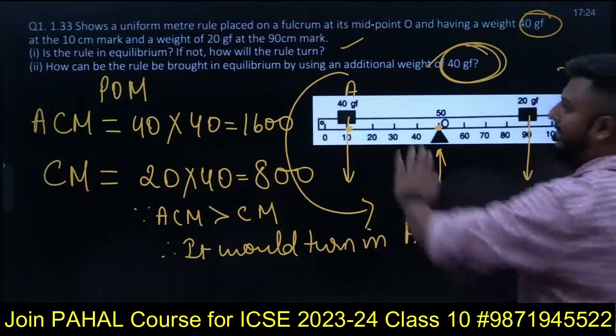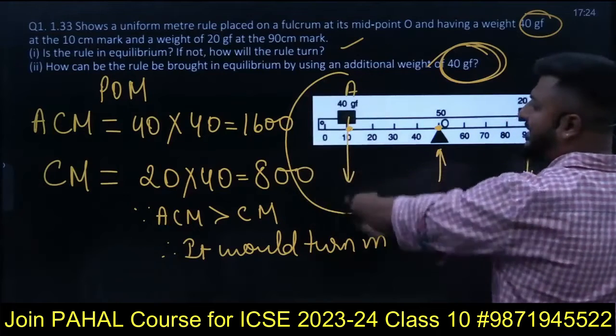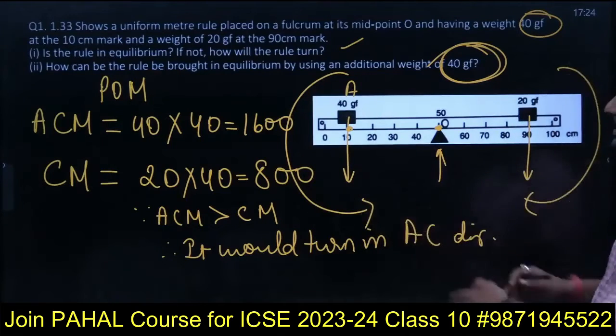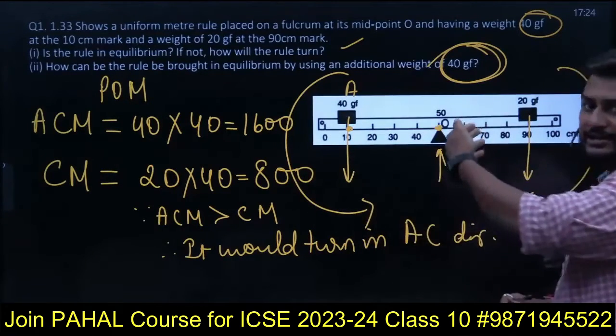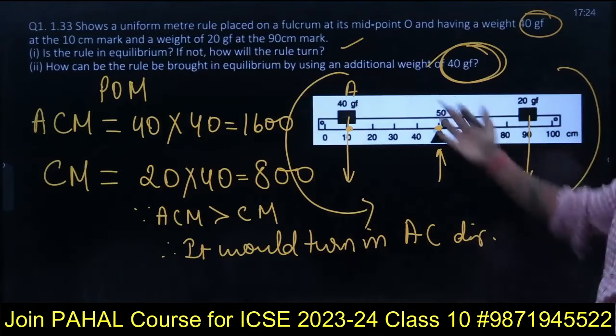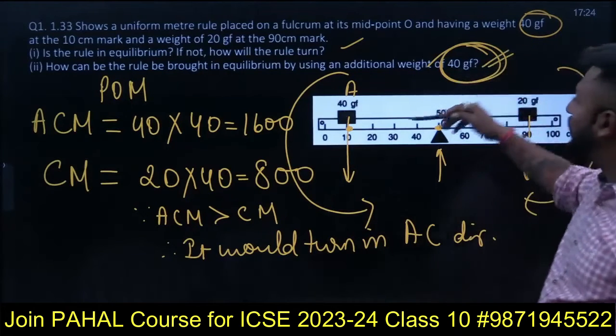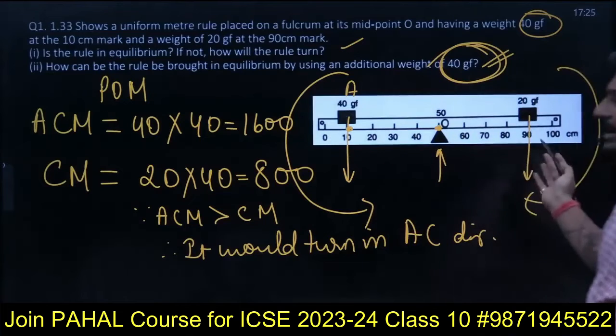अभी क्या होगा कि यहाँ पे जो एंटी क्लॉकवाइज मोमेंट है ये ज्यादा है, क्लॉकवाइज मोमेंट कम है. सो दिस वुड टर्न इन एंटी क्लॉकवाइज डायरेक्शन. नाउ इन ऑर्डर टू बैलेंस इट, हम इस 40 GF वेट को कहां रखें बताइए? लेफ्ट साइड पे रखें कि राइट साइड पे रखें?